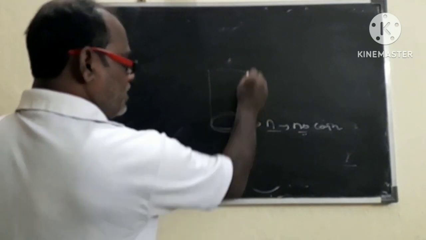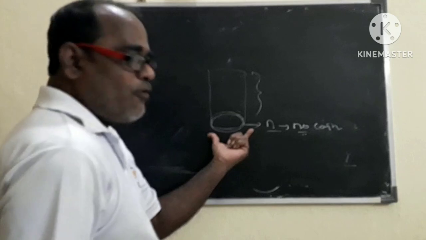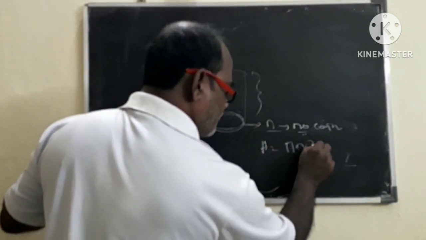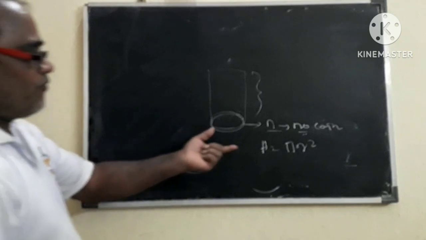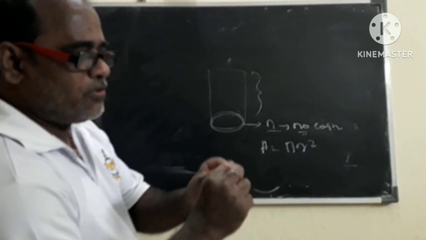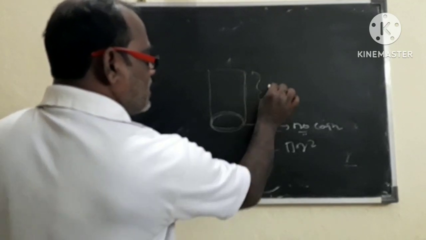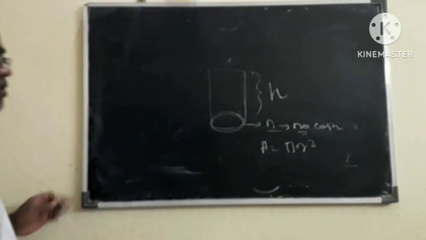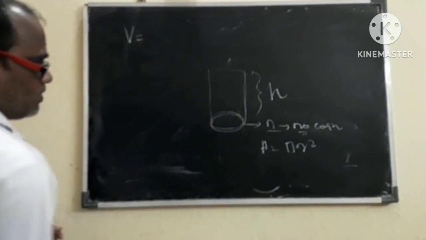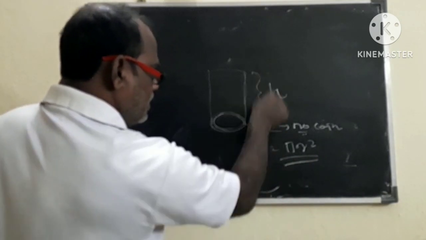So from here to here, this is n number of coins. The area of each coin is pi r square. So if the area of each coin is pi r square of unit width, then for n number of coins the height will be h. So from here we can get that the volume of a cylinder is equal to the cross sectional area, that is pi r square, into h.